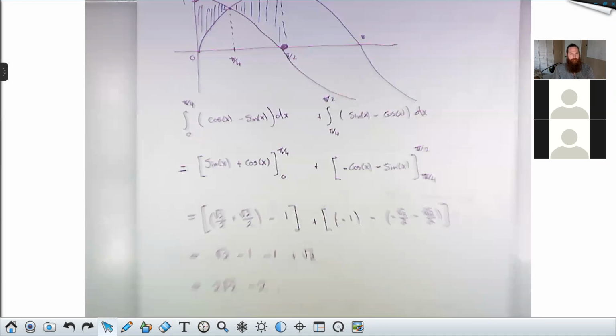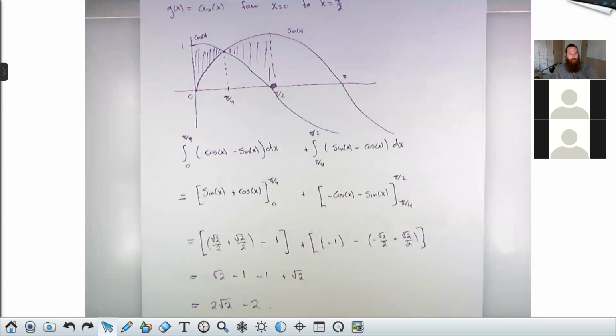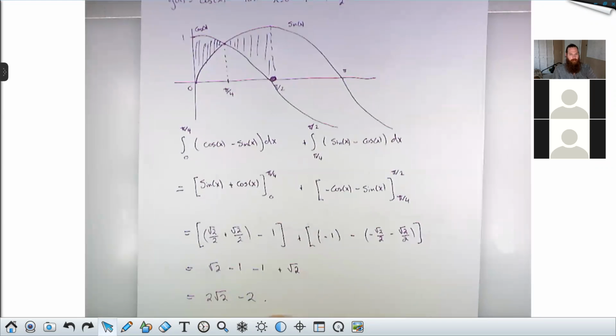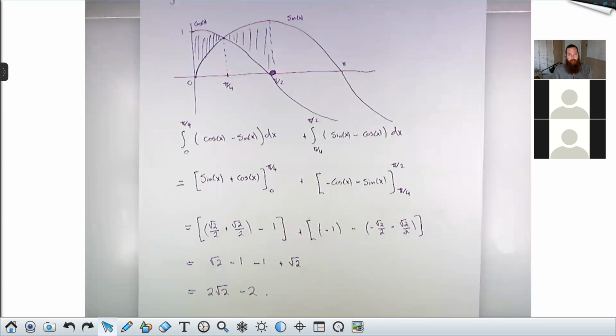Any questions about this example, how we set this problem up, why it worked out the way it did, where the picture came from? I'm sorry for my bad art.